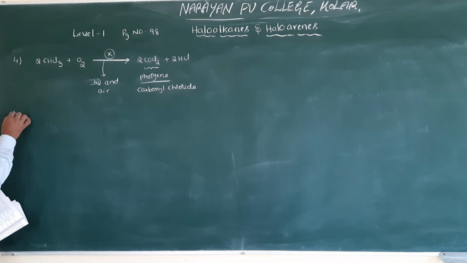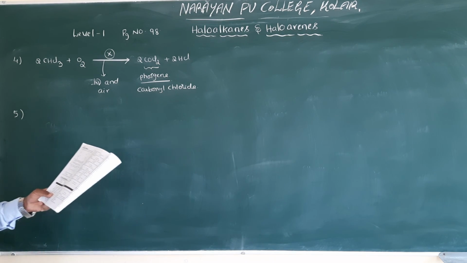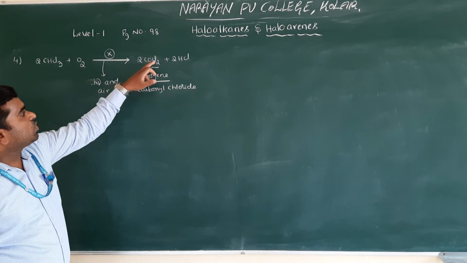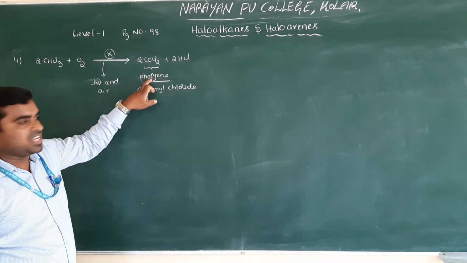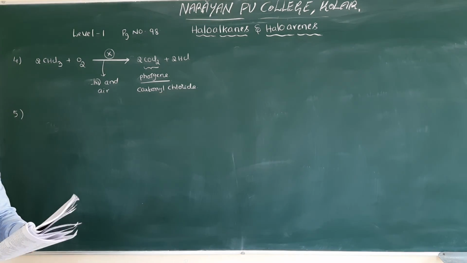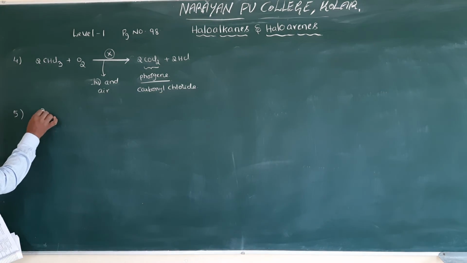And the next one, the 5th question, a direct one. Phosgene is the common name, as I already mentioned, COCl2 is called phosgene. What is the common name here? Carbonyl chloride. So your answer is option 3, the correct one.